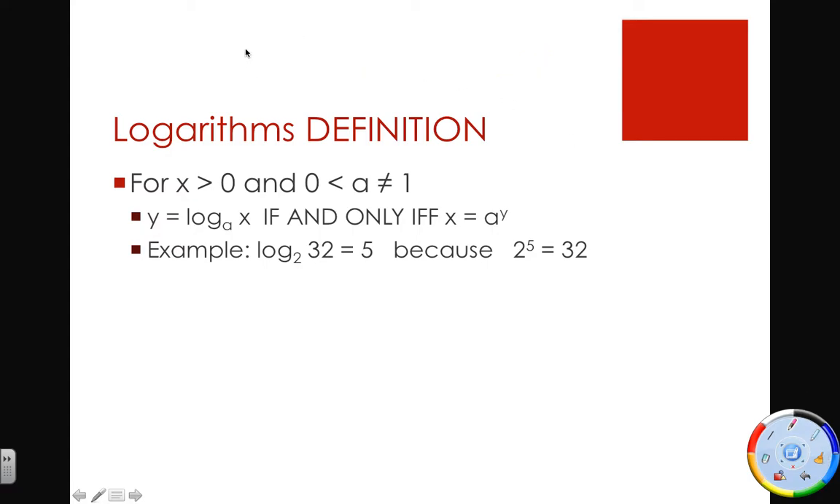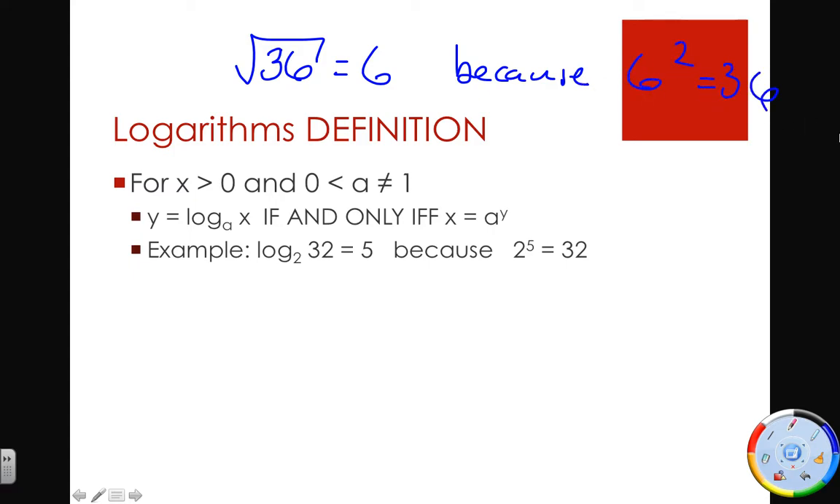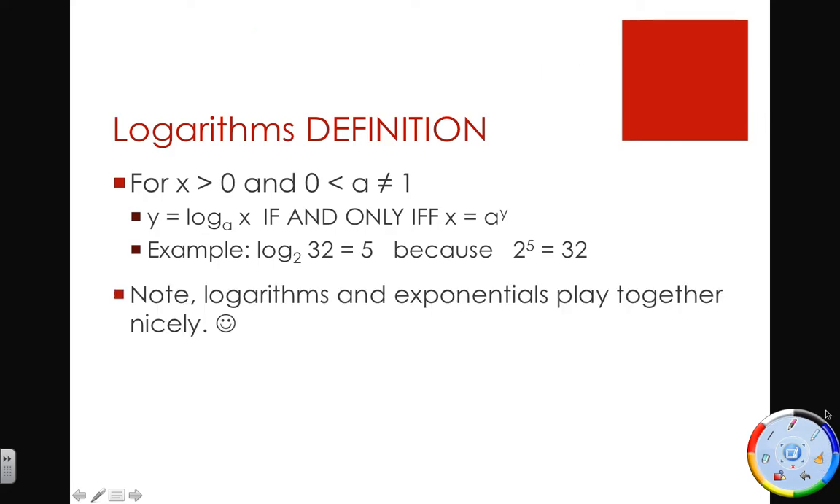And it's the exact same thing if I said, hey, the square root of 36 is equal to 6 because 6 squared equals 36. It's the same idea. The square and the square root are inverses of one another. We can rewrite this as an x or a, this is a radical equation. This is an exponential equation. All right. So let's take a look. So here I just said something silly, right? Logarithms and exponentials play very nicely together.